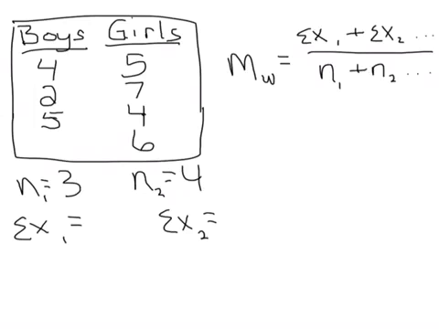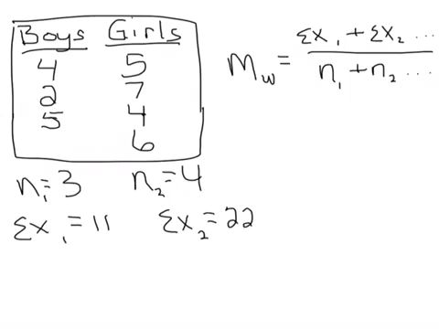Now the reason we're doing this is because we have unequal sample sizes. So we need to account for the unequal sample sizes. So if we add up the scores for group 1, 4 plus 2 plus 5, we should get 11, right? Then we'll add up the scores for group 2, and we should get 22. So 5 plus 7 plus 4 plus 6 will equal 22. Now we have everything we need and we can just plug in.